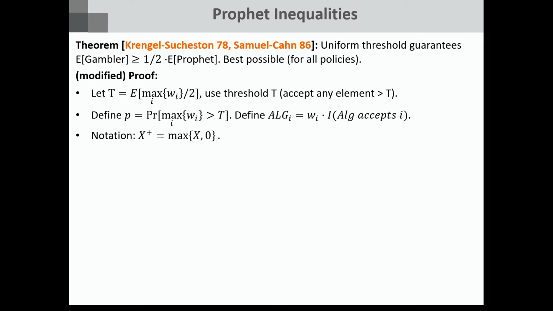Let me now prove this. Okay, so the threshold we want to use is exactly the expected reward of the prophet over 2, so the expected max weight element divided by 2. And we're going to accept the first element that exceeds this threshold. Okay, some notation for the proof. I'm going to use P to denote the probability that the max weight element exceeds our threshold. And I'll use ALG sub i to denote the contribution of element i to the algorithm. So this is the weight of element i times the indicator that we accepted. Okay, and also just for cleanliness, I'll use this notation x plus to be the max of a random variable x and 0.